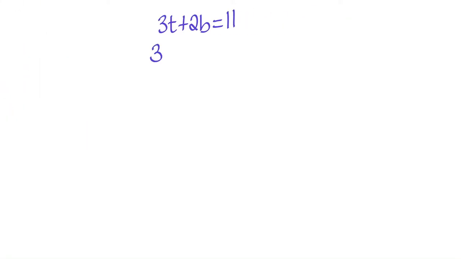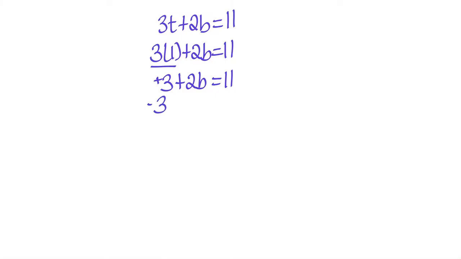So when I plug that in, I get 3 times 1 plus 2b equals 11. So 3 times 1 is 3 plus 2b equals 11. So 3, remember that is a positive 3. So to move that 3 away from b, I'm going to do the opposite and subtract 3 from both sides. So when I do that, on the left, I am left with 2b equals 11 minus 3, which is 8. So I have 2b equals 8.